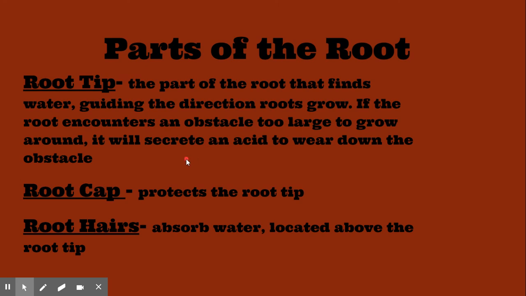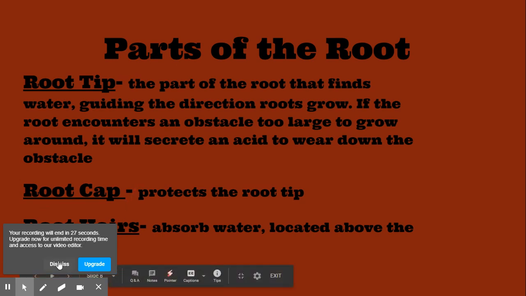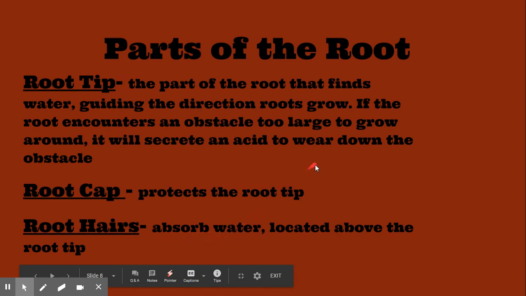Another interesting fact is that if the root tip gets cut off, the roots don't know which way to go. So it's really important that the root tip gets protected. So the root cap protects the root tip. Then, of course, there's the root hairs absorbing water, and they're located right above the root tip.